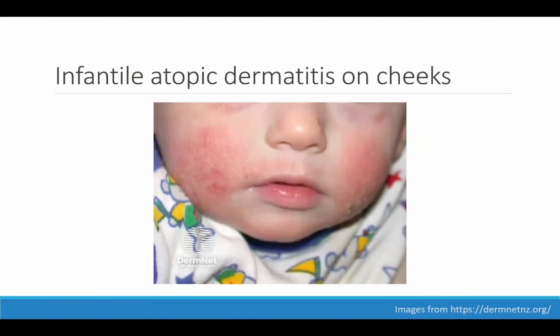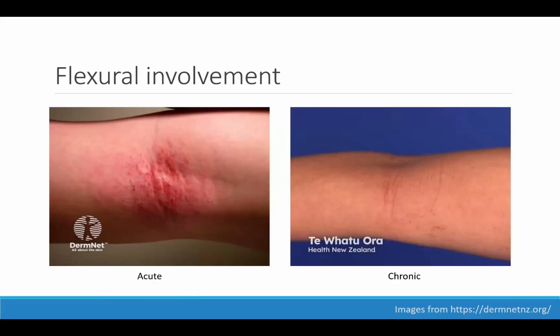This is a picture of an infant. This is infantile atopic dermatitis on the cheeks. Next, remember, we said as they get older, they become older children, you get flexural involvement, and there's the difference between the acute type, and with time they get the chronic type, which is lichenification, thickened skin, drier skin.